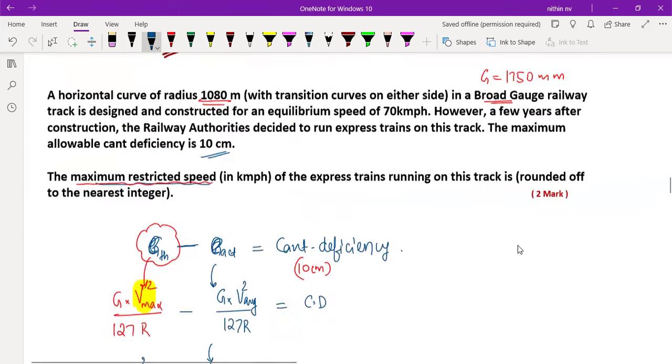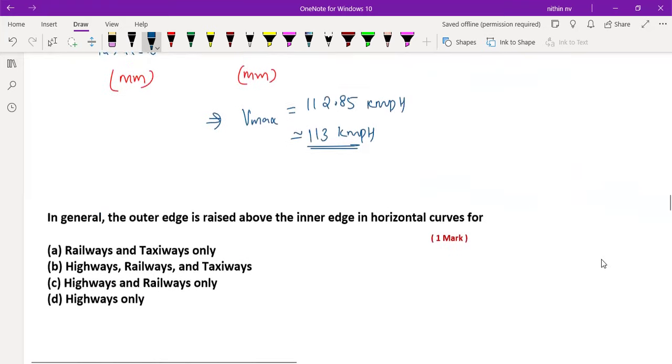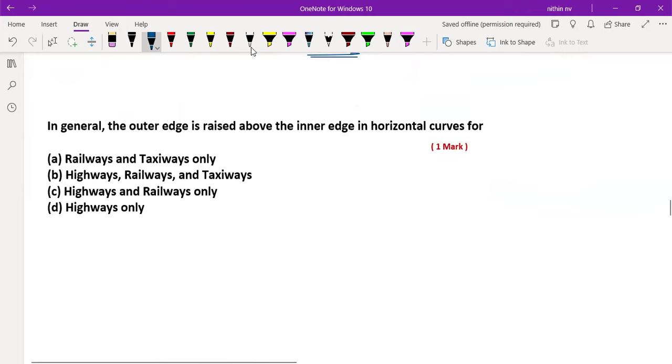Okay, so that's it. That was asked for 2 marks. So always remember this value. Suppose if they are not giving the data in the question, we always have to substitute 1750 mm as our gauge value, which is called the dynamic gauge of the railway track. Now, moving on to the next question, somewhat a very easy question, direct theoretical question.